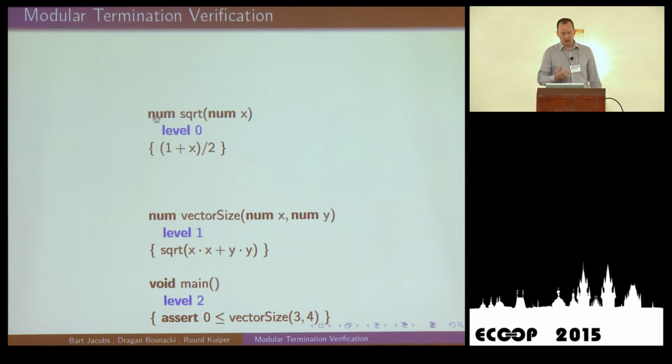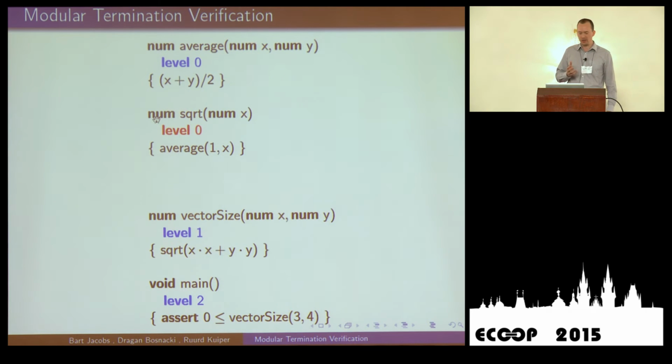However, are these specifications sufficiently abstract? And the answer is clearly no. I would like to be able to refactor an arbitrary method and introduce a helper method to help execute that method. For example, in square root, I perform an averaging operation. I would like to be able to introduce an average method that factors out the averaging. But now, I will not be able to verify this modified program without changing the specification of square root and even of all of the other methods as well. Because the level of square root is now zero, so I cannot call average because its level is also zero.